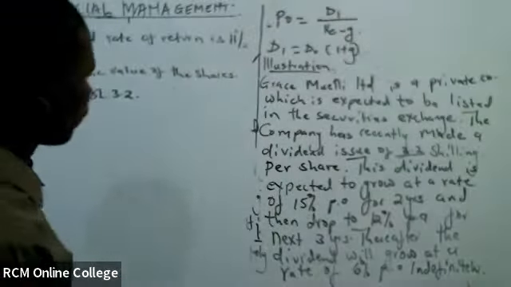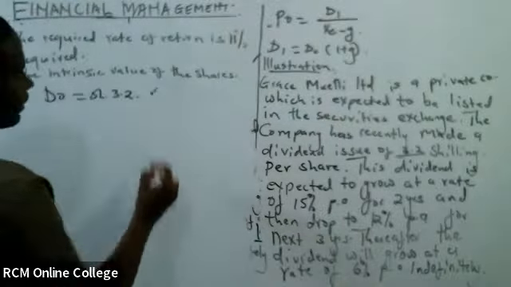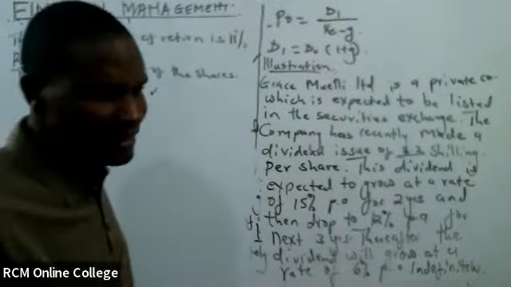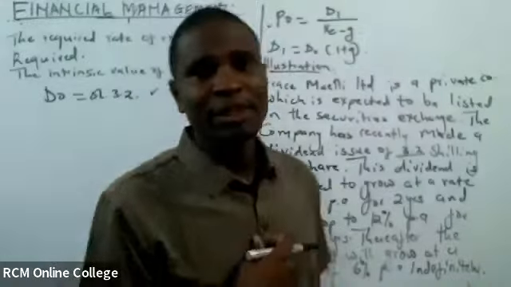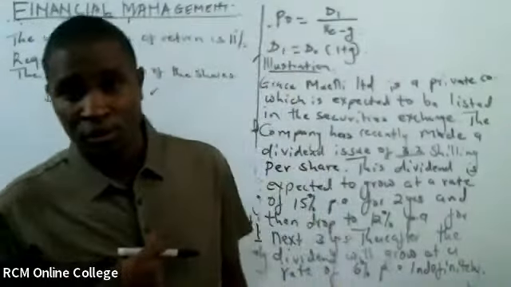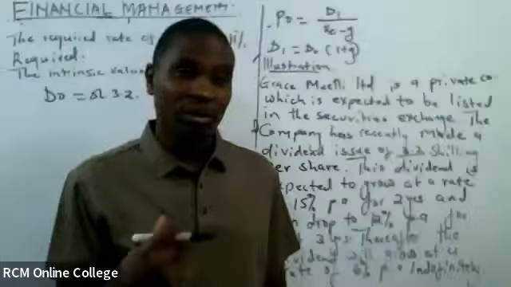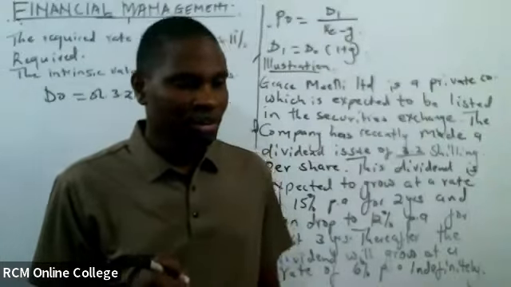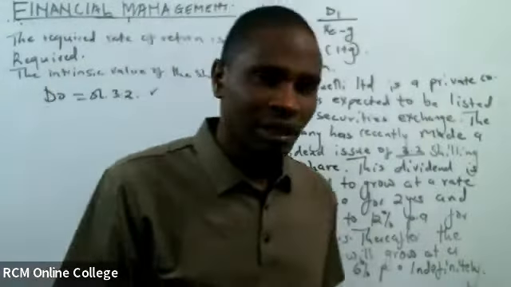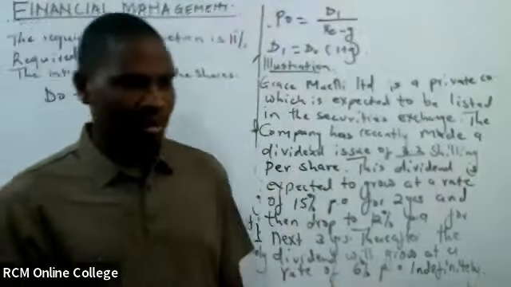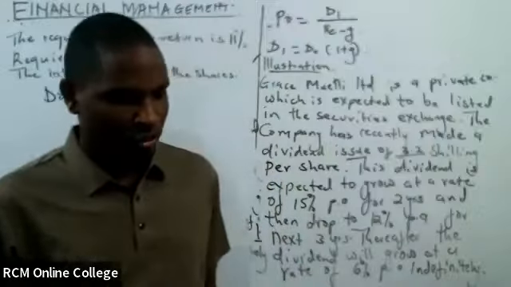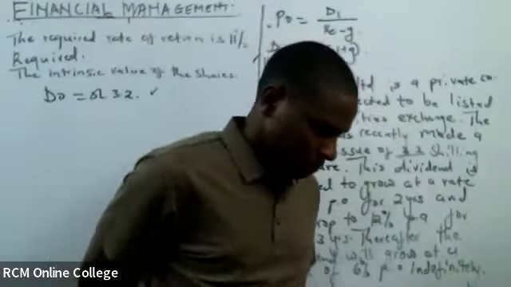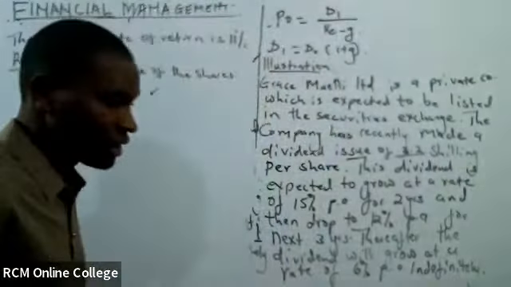Now, if this is the current dividend, is it possible for us to get there? Because we don't need the current dividend. We want the expected dividend so that we are able to discount that. So is it possible for you to give me the expected dividend, so that we proceed?